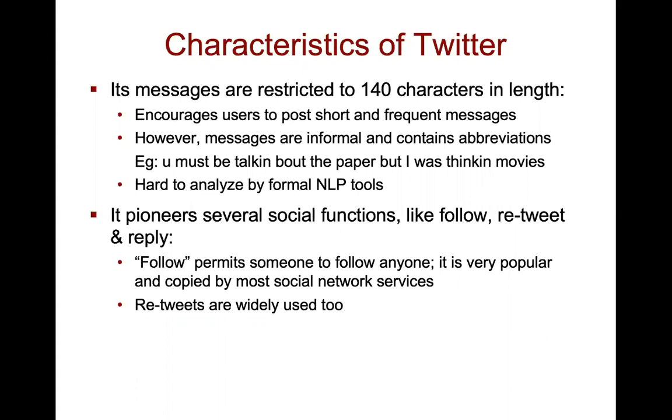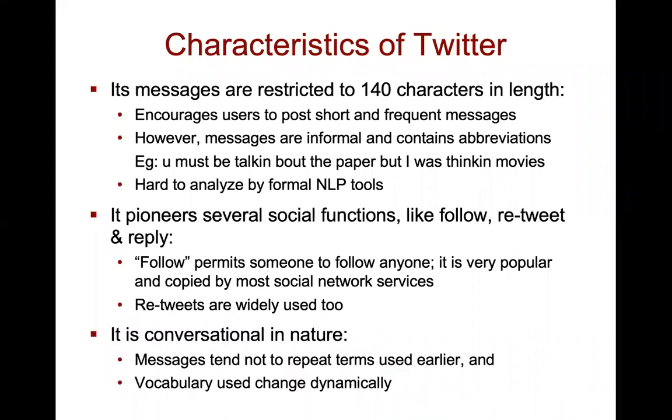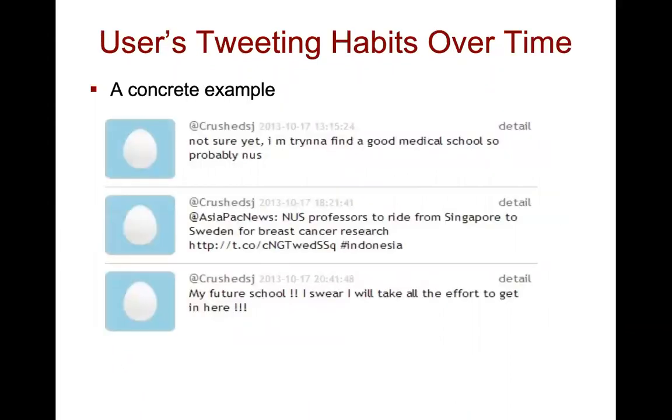And Twitter pioneered a couple of now very common features like follow, like retweet, and reply to particular things. So each of the social networks brings new features that later get adopted by the rest. It's very conversational in nature. And if you look at this example, you can see that Twitter can also be a very good indicator of what people are interested in, what people are about. It's constantly evolving. By monitoring somebody's Twitter timeline, you can actually see how the mood of the person evolves, how the life of this particular person evolves.